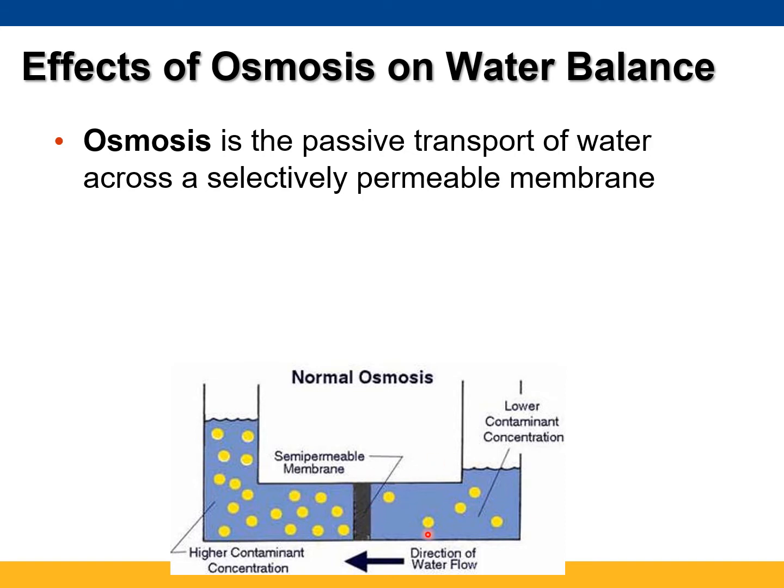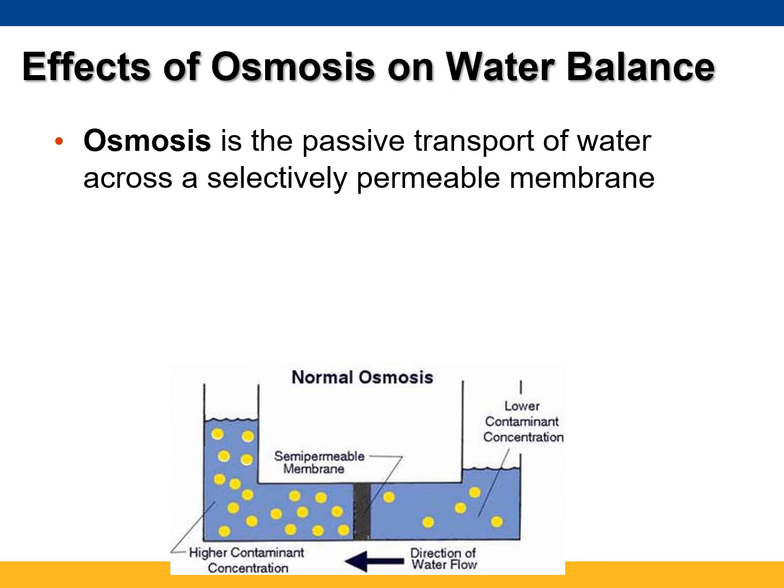So over here on the right, we have a higher concentration of water than we have on the left. And how do we know that? Because there's more solute on the left. And so water wants to move down its concentration gradient until we have roughly the same concentration of solute on both sides.